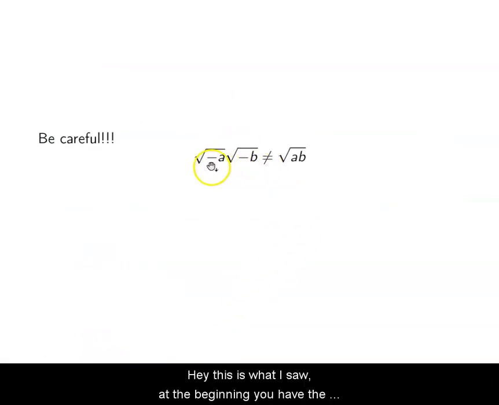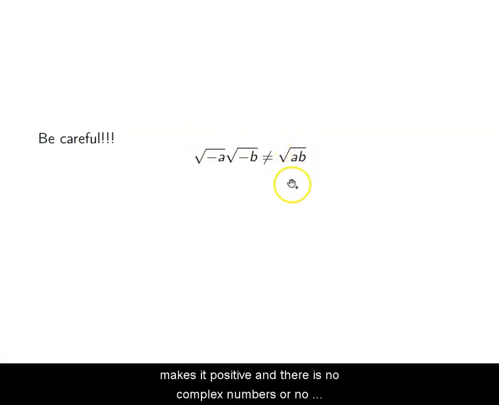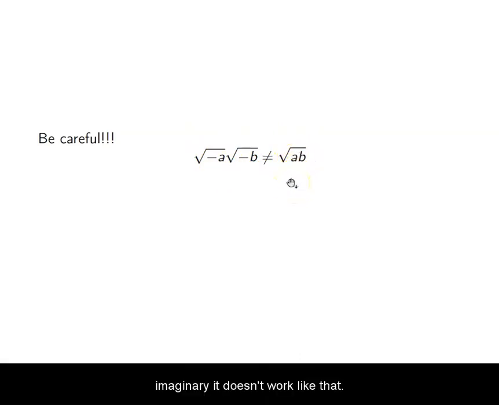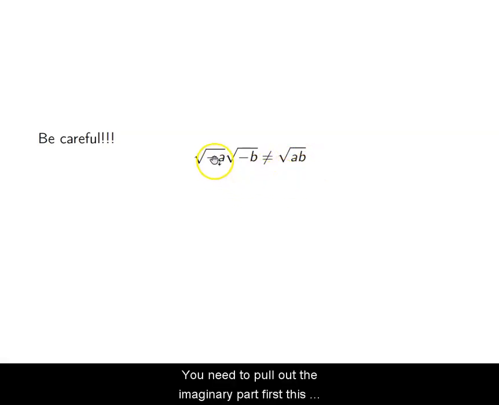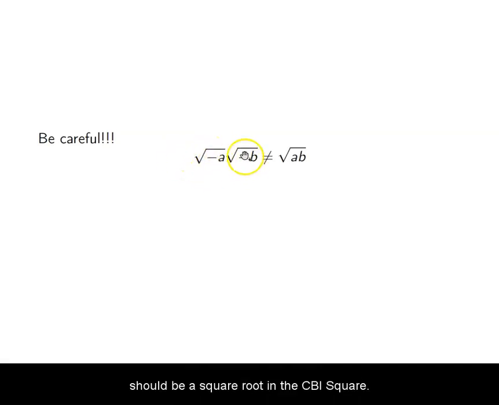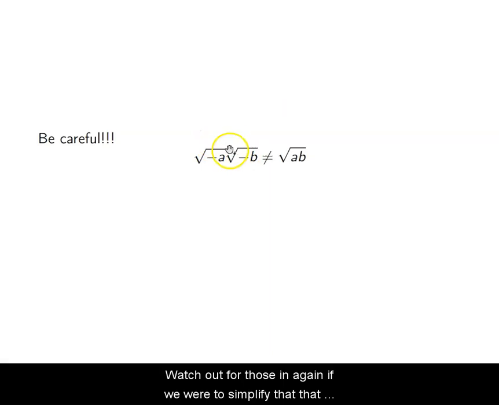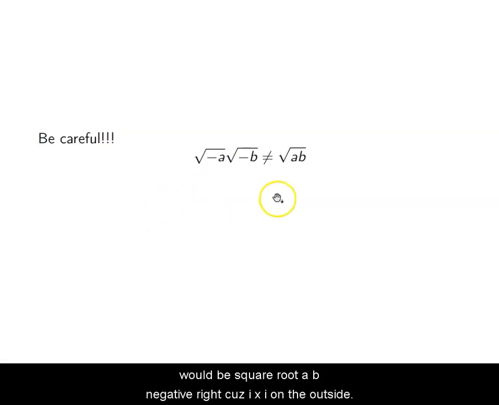Okay. So again, be careful. Okay, this is what I was talking about at the beginning. If you have the square root of negative A times the square root of negative B, you cannot throw those together under the same square root and be like, oh, now that it's a negative times a negative, it makes it positive, and there is no complex numbers or no imaginaries. It doesn't work like that. Okay, it's still going to be negative A times negative B. You need to pull out the imaginary part first. This should be I square root A, and this should be I square root B. Okay, so just be careful on that. Watch out for those. And again, if we were to simplify that, that would be square root AB negative, right? Because you got I times I on the outside at that point.